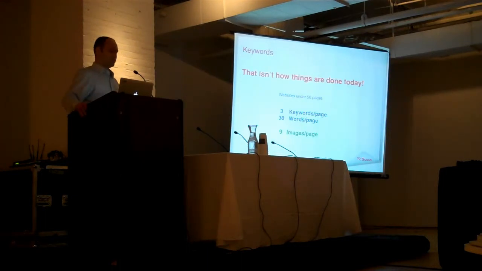What we see in reality right now is that the average number of SEO keywords per page is 3, which is nothing. There are about 40 words per page, but on average there are 9 images per page on the website. Now think about that: if you combine the metadata from the images alone, with 9 images per page across the first 50 pages, that's something. Well, what else can we know?